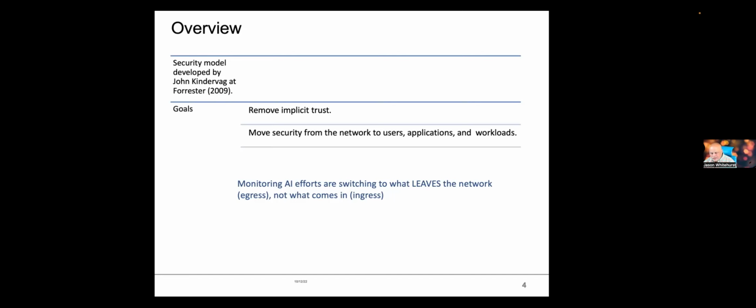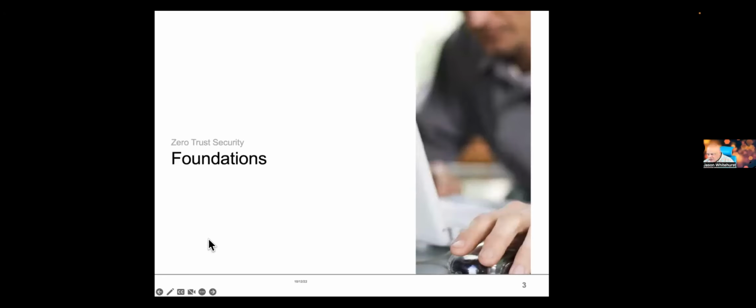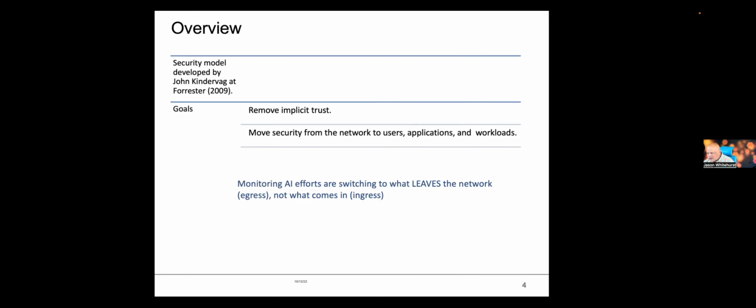We do a number of ransomware cases, and the ones that are the most difficult to deal with and absorb is when the MSP has been compromised, and that compromise then extends beyond to their clients. And we had another one very recently where that happened, and it's just painful to watch. So when we talk about foundations, we're talking about removing implicit trust and moving security from the network to the users, the applications, and the workload.